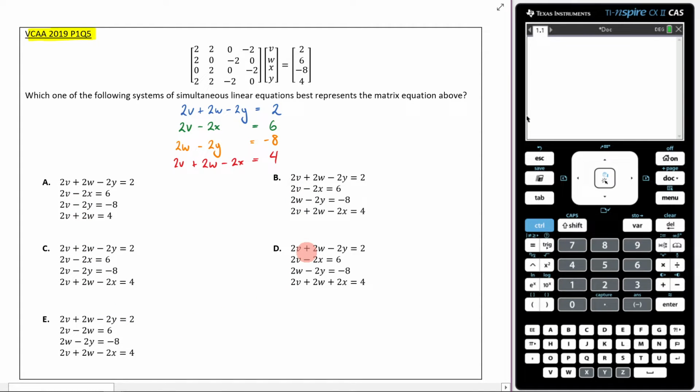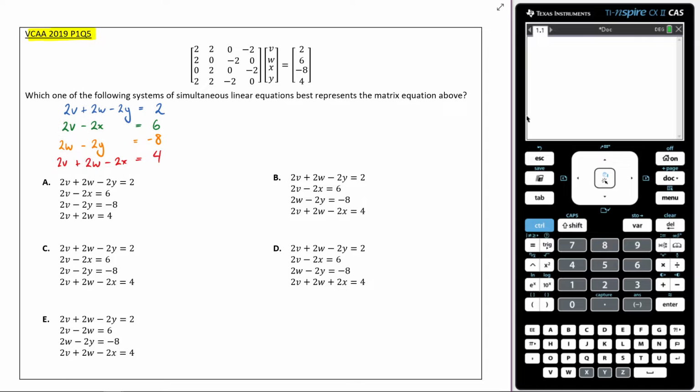Now that takes a lot of time, doesn't it? If you were to do that whole thing and then figure out which one it is, you're burning a lot of time, which is why I want to talk about perhaps a quicker way of going about this in an exam situation. So what's the quickest way to go about this, I think?